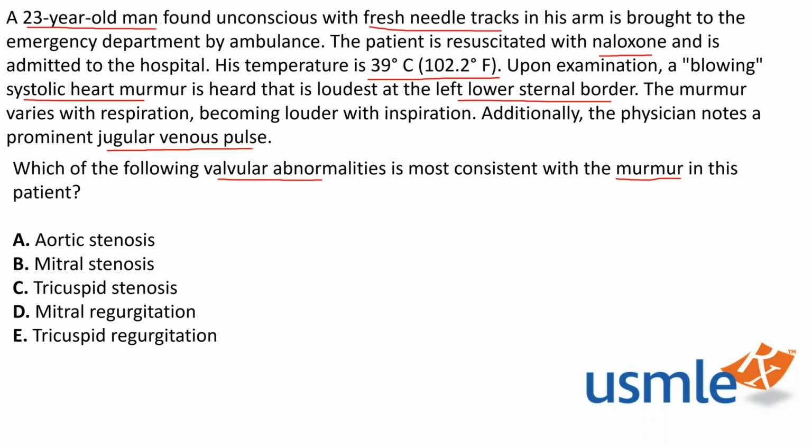If we look at our last one, we have E, which is tricuspid regurg. We have D, which is mitral regurg. We have C, which is tricuspid stenosis. We have B, which is mitral stenosis. And we have A, which is aortic stenosis.